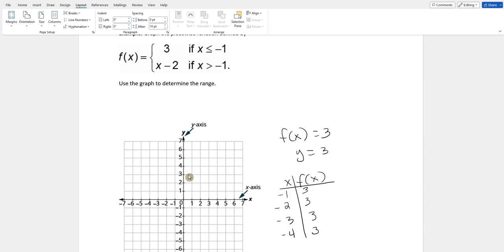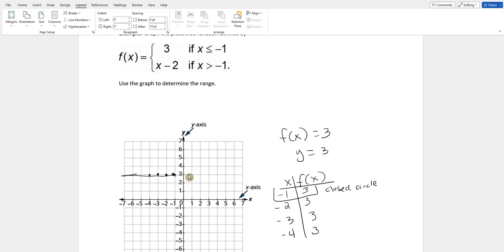When we plot this point here, I'm going to put a closed circle, and you'll see why in a minute. The reason I'm going to put a closed circle is because -1 is included, because it's less than or equal to -1. I'll show you a reason why we have to use an open circle in the next one. So I'm going to go ahead and plot these points, and it's just going to go straight across to the left. So this is your graph.